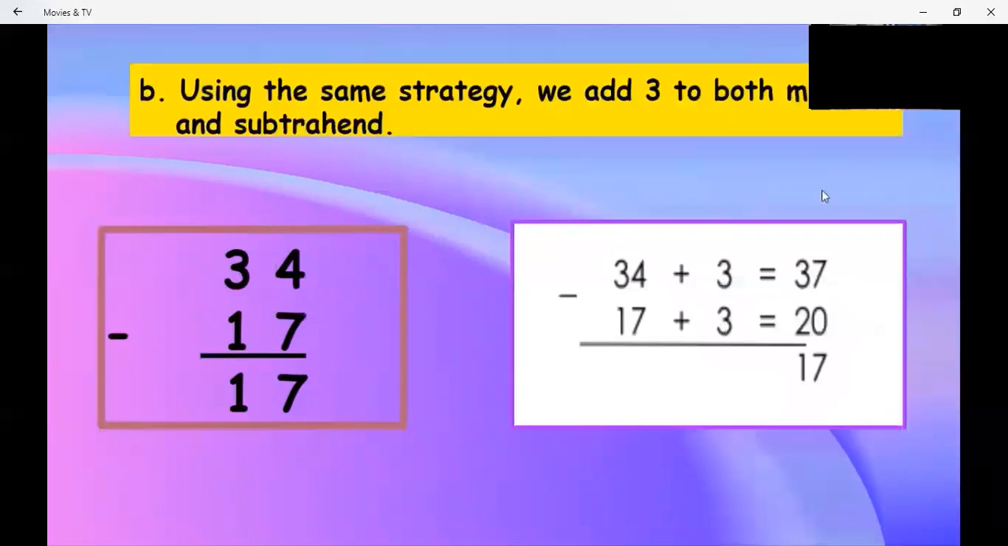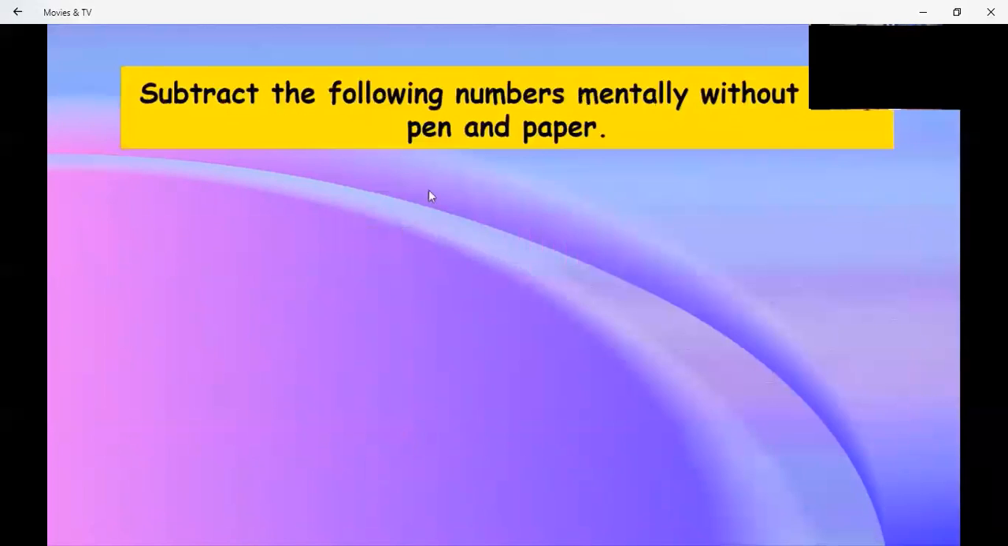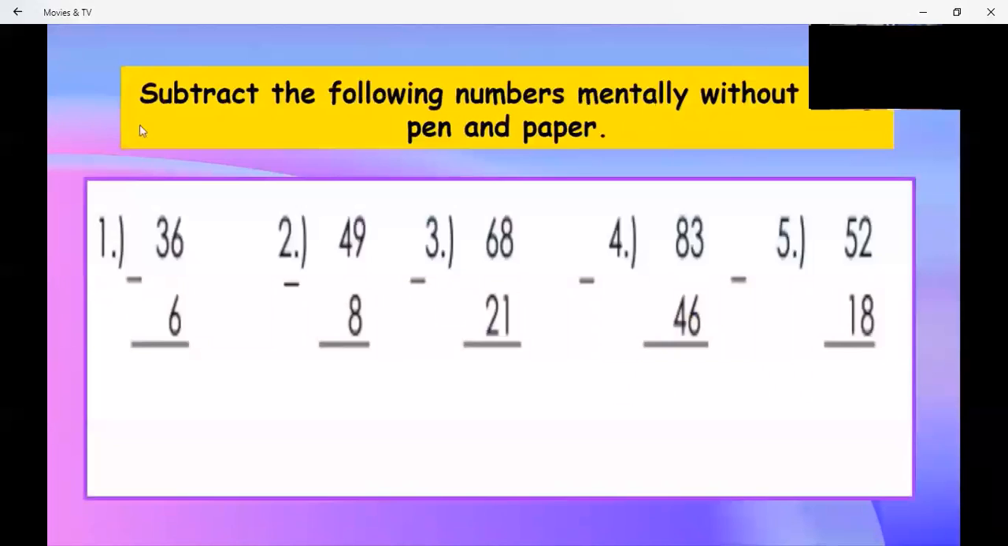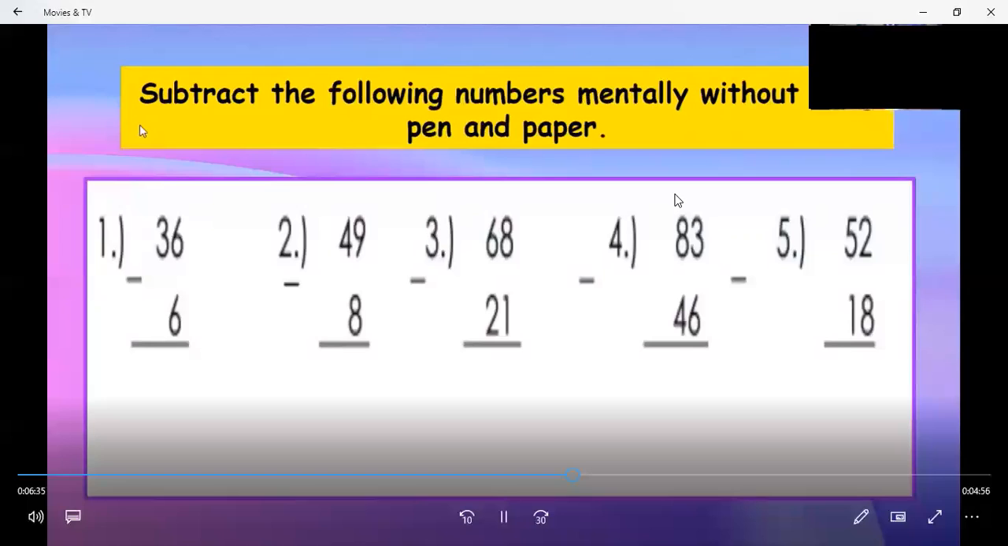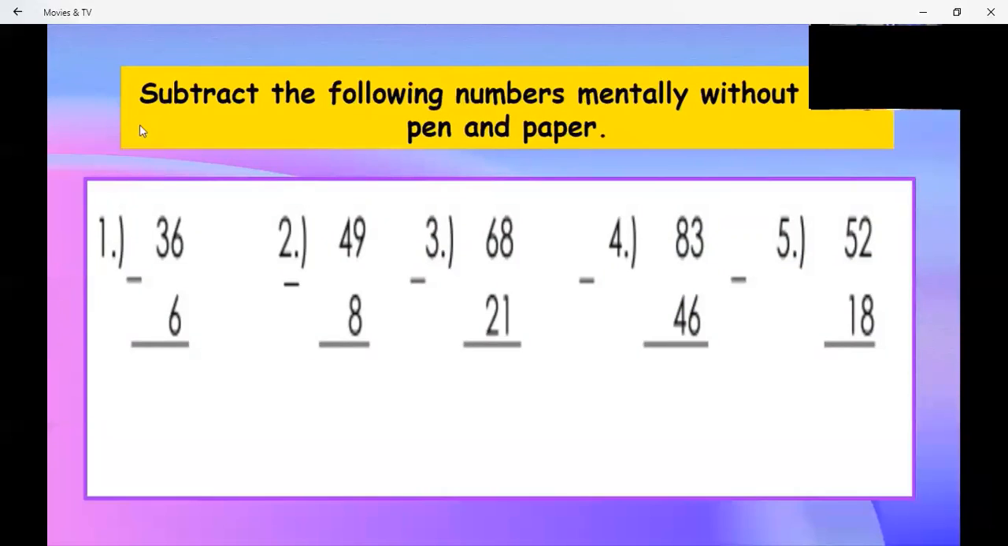So, using the same strategy, we add 3 to both the minuend and subtrahend. So let's subtract the following numbers mentally without using a pen and paper. In number 1, it's 36 minus 6. Since this is a subtraction without regrouping, of course, we can automatically subtract this. So 36 minus 6, of course, the answer is 30.